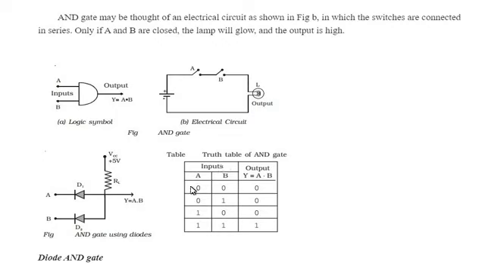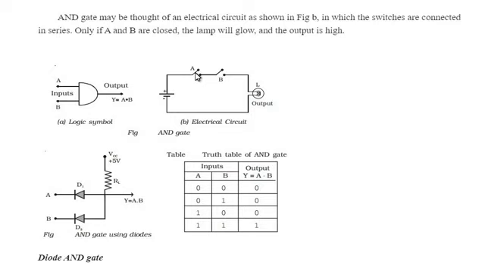Case 1. If A and B both are 0, means switch A and B both are open. If these both switches are open, then there is no flow of current. Therefore, lamp switches off. As the lamp switches off, this goes to the logic 0. Now case 2, if A is equal to 0, B is equal to 1, means switch B is closed but switch A is open. As this switch A is open, this is an open circuit, and if the circuit is open, there is no flow of current. Therefore, lamp switches off and this goes to logic 0.